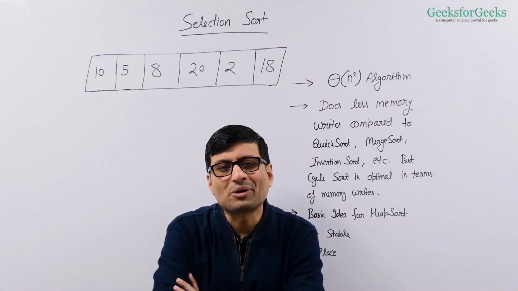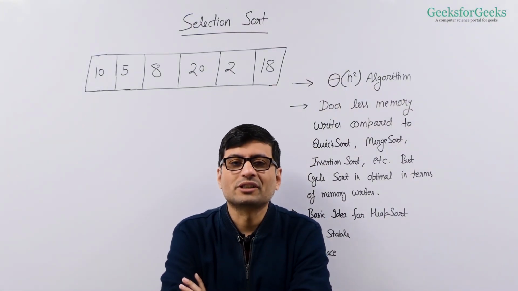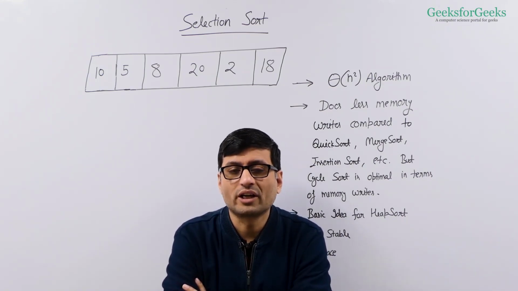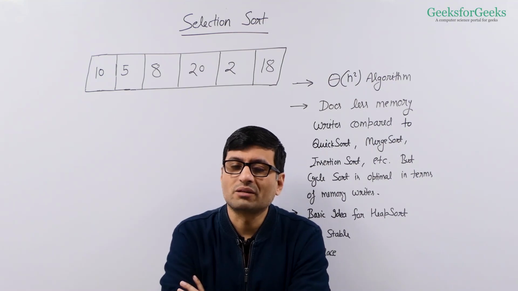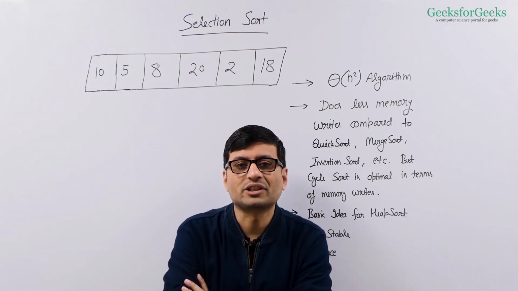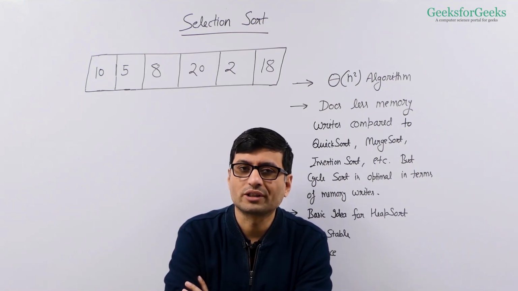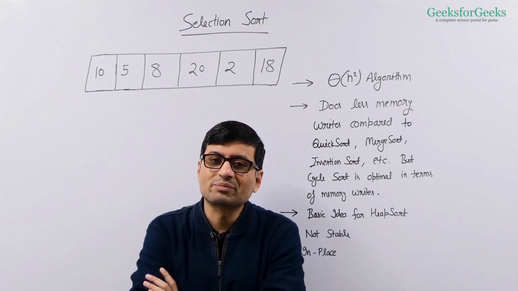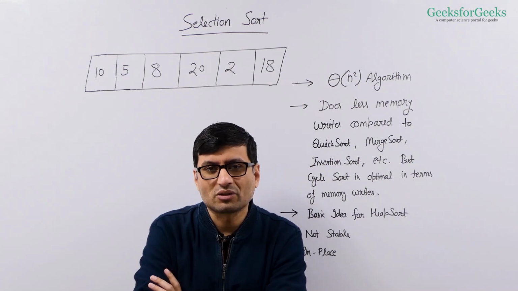Hi, let's talk about selection sort algorithm. Selection sort is one of the basic algorithms like insertion sort and bubble sort. It is a comparison based algorithm and has theta n square time in all cases. The good thing about selection sort is it does less memory writes compared to other algorithms.